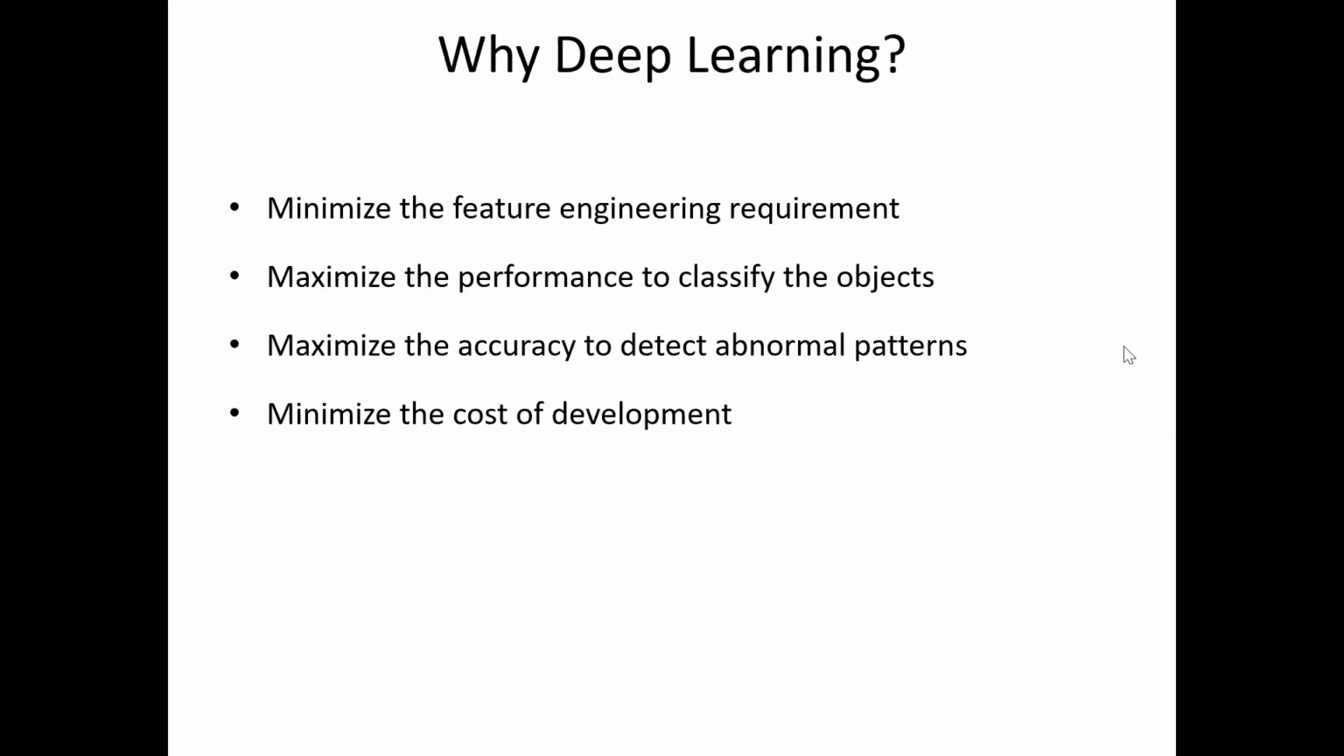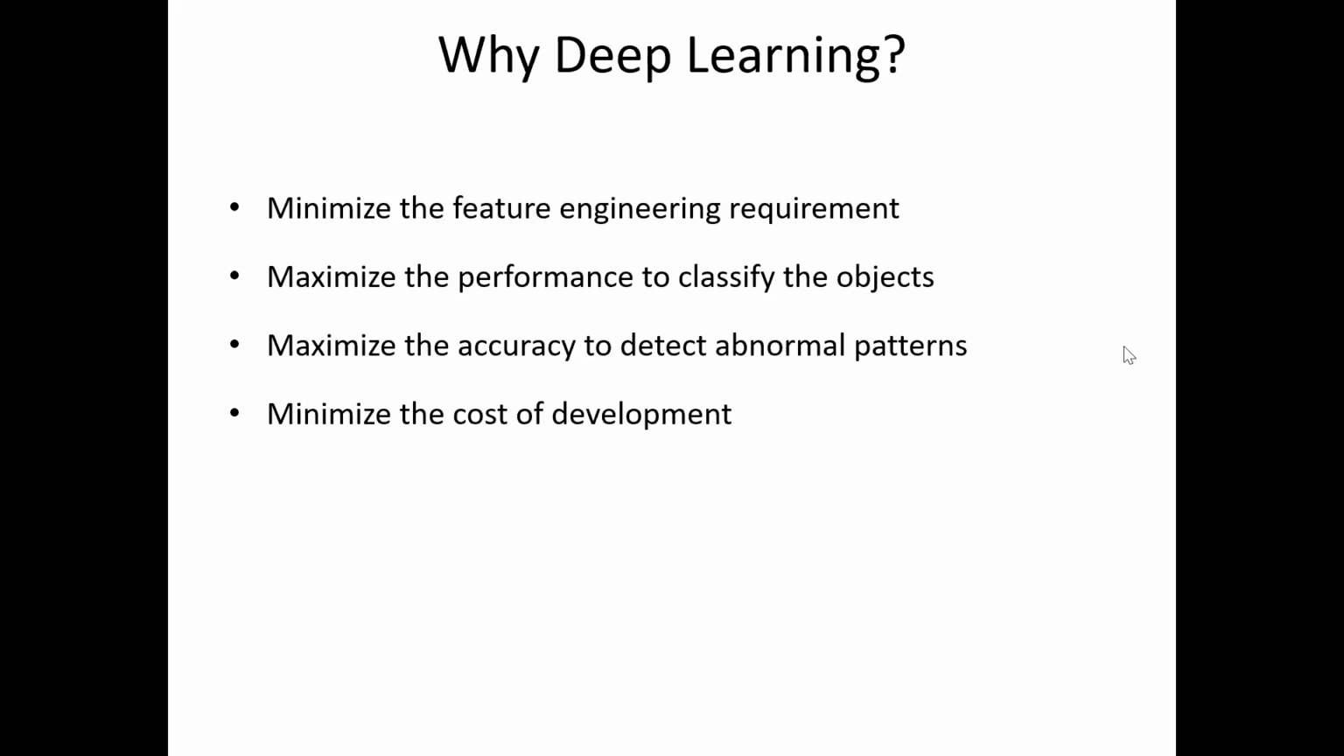Now, when you talk about deep learning, why deep learning? That is very important to understand or to know. Why deep learning? Why not machine learning? Why not other computational algorithms? Why is this area so important nowadays? So we have put some important points to justify the significance of this particular area. The first one is minimize the feature engineering requirement, because it extracts the features or the significance of the features in a progressive manner. So that's why it automatically reduces the effort of the data preprocessing part.